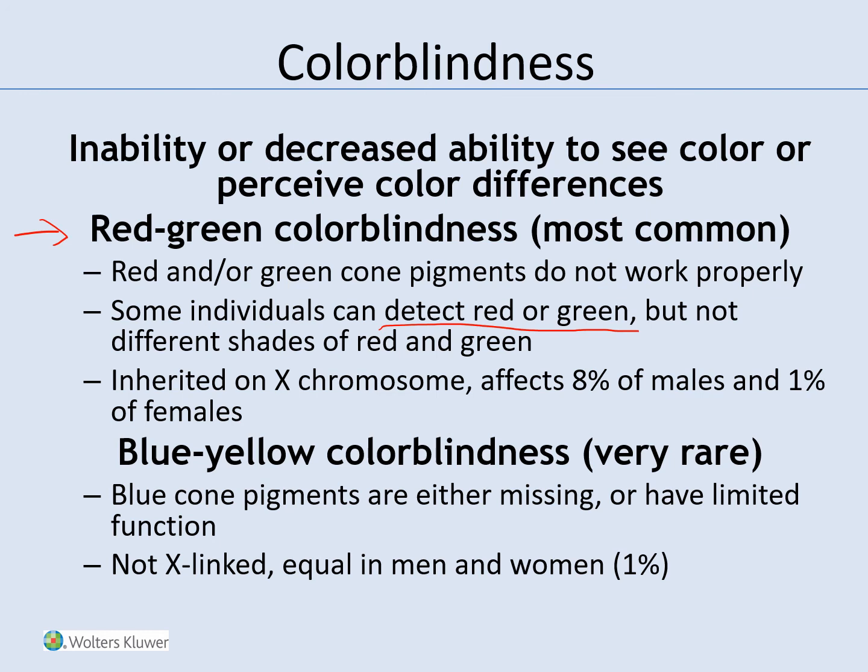This is inherited on the X chromosome. This is X-linked recessive. So you see it more in men than you do in women. Blue-yellow color blindness is incredibly rare. And in this case, your patient, like the red-green, either doesn't make blue cone pigments or they're not functioning properly. This one is not X-linked. So you see it equally in men and women, but again, only 1% of the population. This is not a common condition.